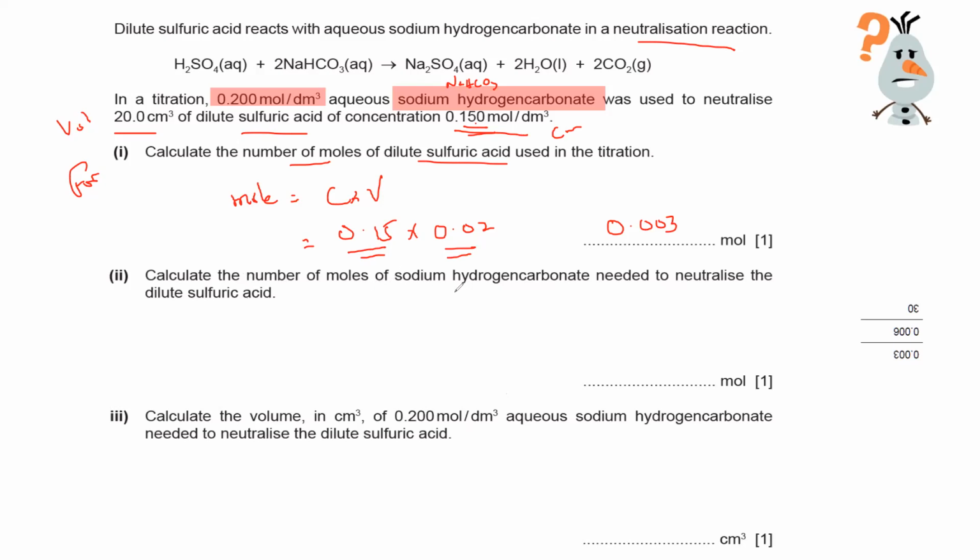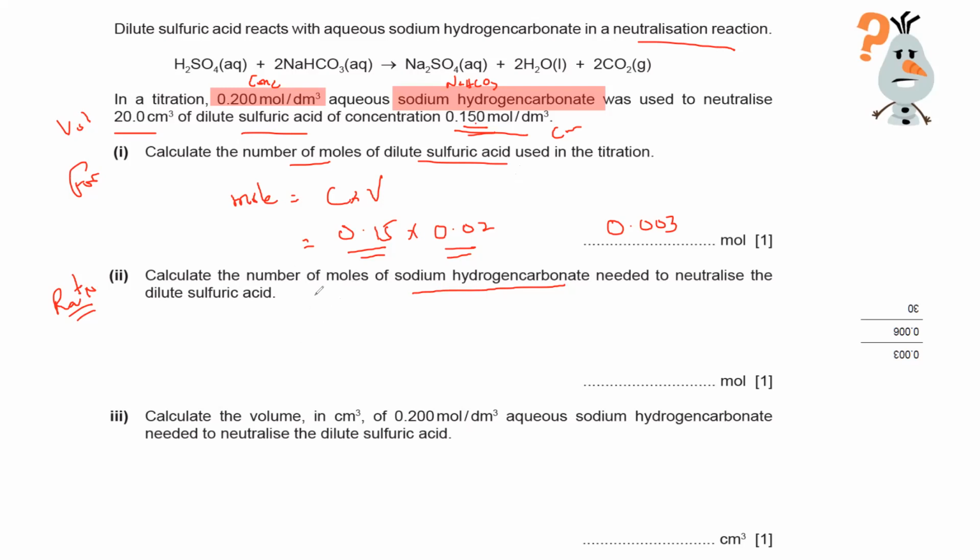Then calculate the number of moles of sodium hydrogen carbonate. For sodium hydrogen carbonate, we have the concentration, but we don't have the volume. So we cannot use a formula. If we cannot use a formula, then we'll use a ratio, because the information is incomplete.